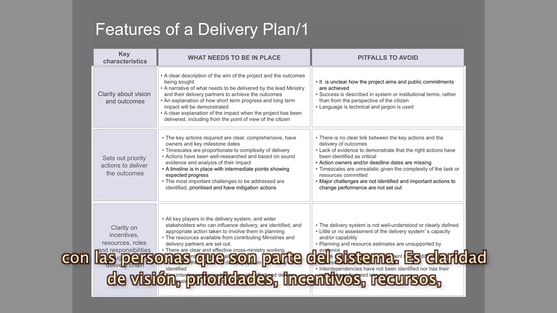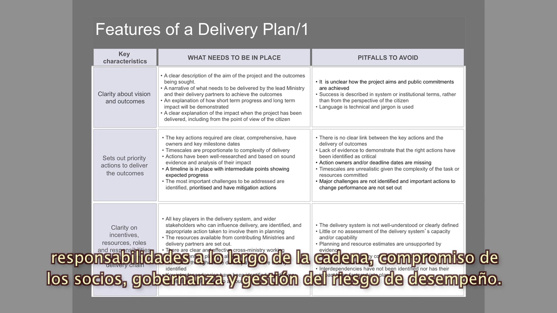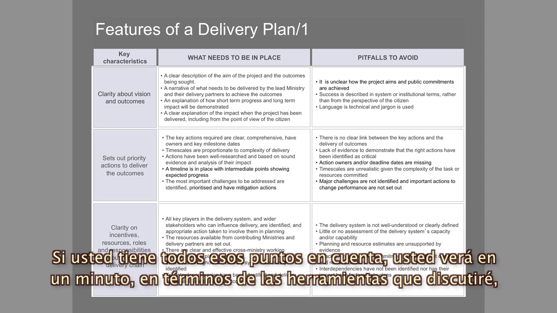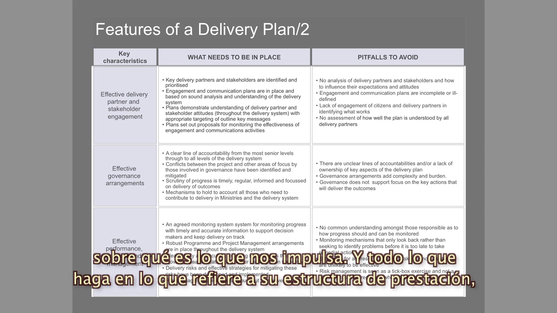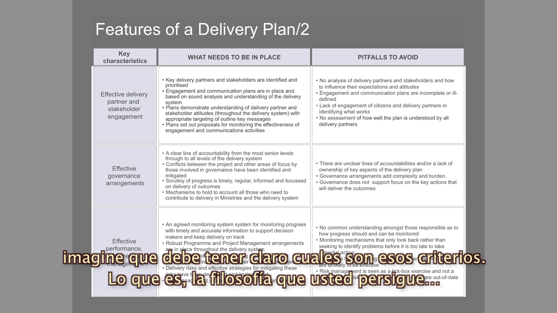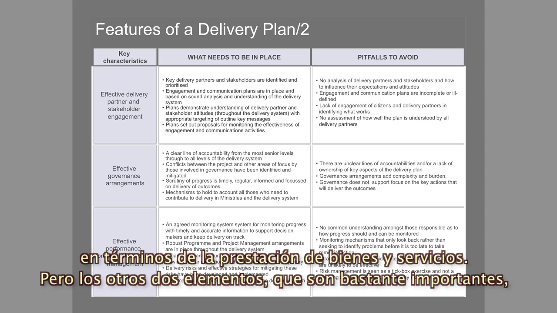So clarity about vision, priorities, incentives, resources, responsibilities throughout the chain, partner engagement, governance, and performance management, risk management. If you have those in your head, and you will see in a minute in terms of the tools that I'll be talking about, that's what will drive this. And whatever you do in terms of your delivery structure, in my view, you need to be clear about what those criteria actually are, the basic underlying philosophy that you're pursuing in terms of delivery.